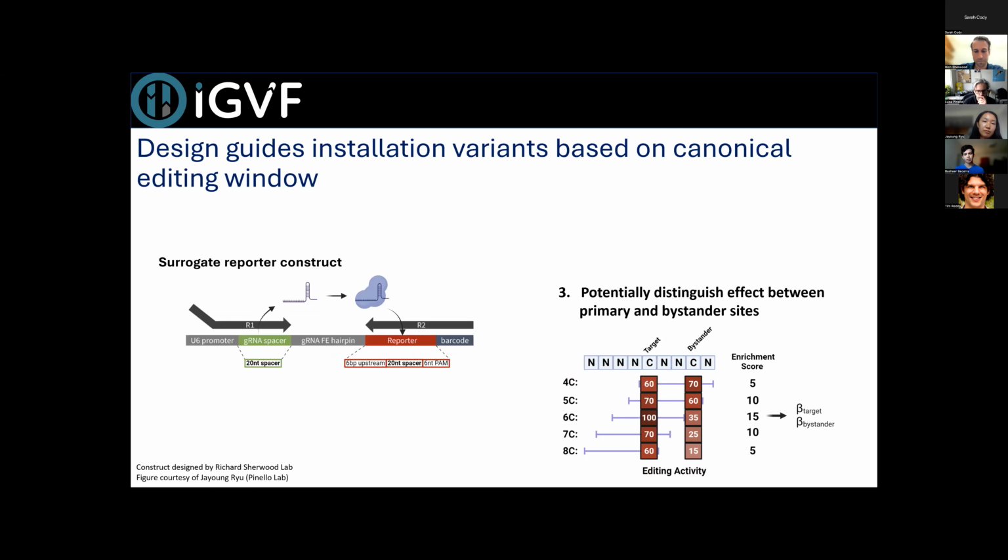And then, as was discussed before, how we are actually able to calculate the editing activity is by using the surrogate reporter construct introduced by Rich, where it contains a gRNA spacer which is expressed, as well as a reporter sequence where you can read the editing outcome and activity in paired end reads.